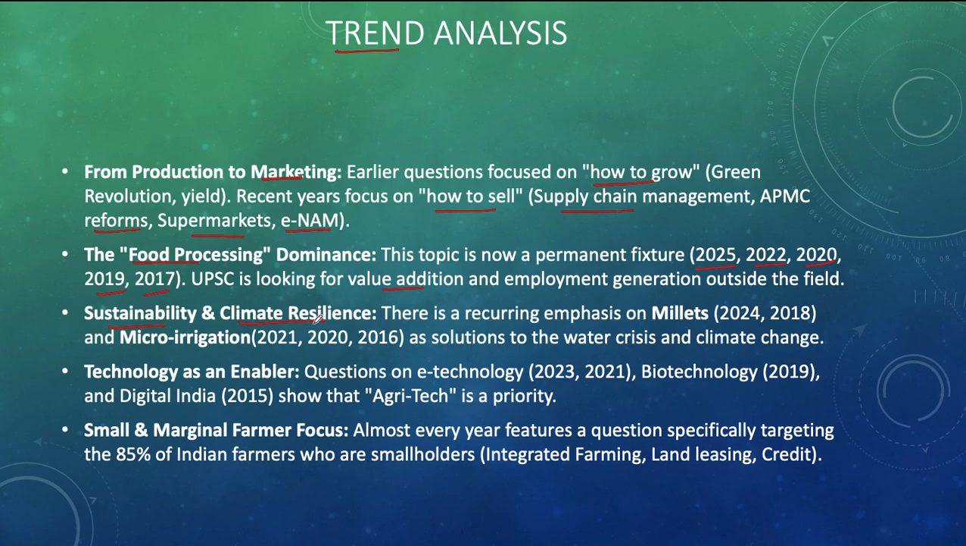Sustainability and climate resilience. Here you need to give emphasis on millets and micro irrigation as a solution for fighting against the water crisis and climatic change. Technology as an enabler. Here UPSC is focusing on biotechnology, Digital India, and Agri-Tech is a priority. That is, more questions and themes were asked on new technology. And the focus on small and marginal farmers is also continuing. So UPSC, you need to prepare all these segments based upon the trend, students.